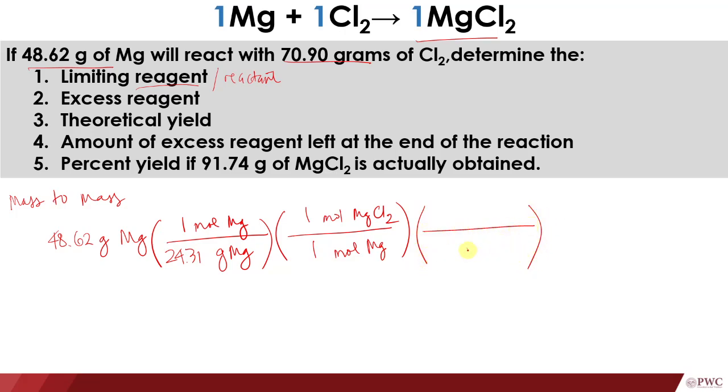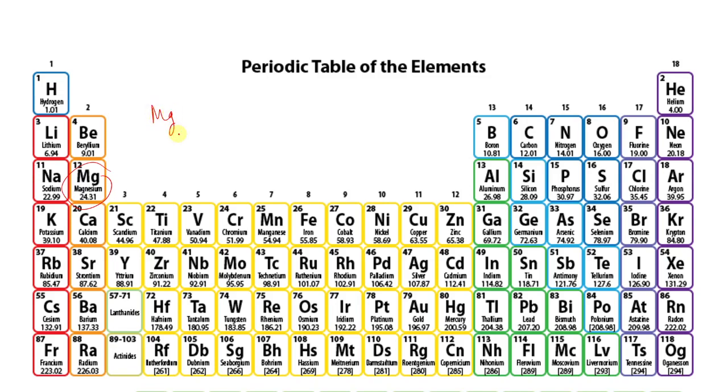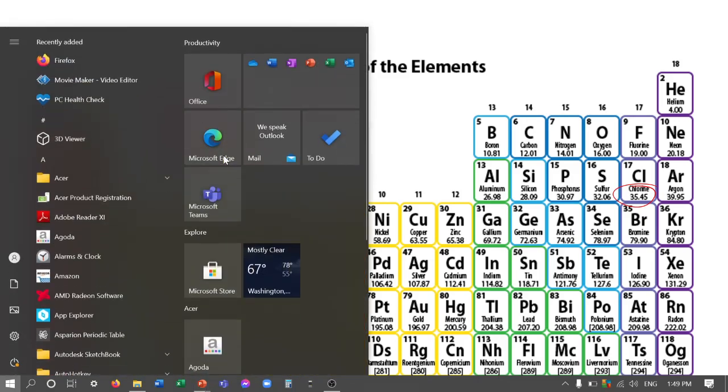Next, we'll convert the moles of MgCl2 to its mass. So what's the mass of MgCl2? Let's determine the molar mass of MgCl2. We have 1 Mg, then 2 chlorine. So for Mg, that's 24.31. Then for chlorine, we have 35.45 times 2.